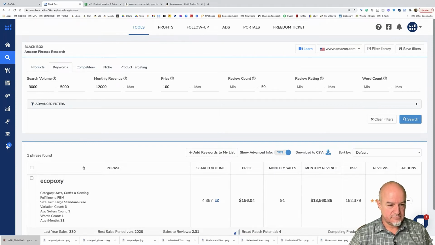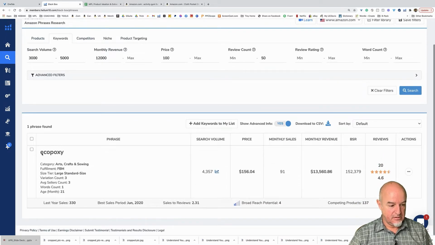We went down from 200 to 1. So there's one search term with the average search volume between 3,000 and 5,000, 4057. That'll make you a monthly revenue of a minimum of $12,000, and that's average, at a price of $100 or more with less than 50 reviews, average. And so as you can see here, eco-epoxy, hard to believe that there's 4,357 people searching for eco-epoxy a month, but there is. So we narrowed it down to one idea.